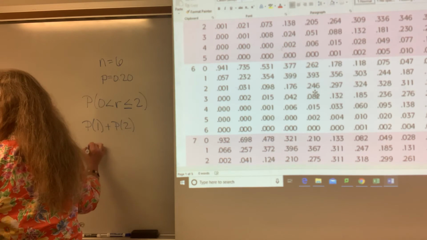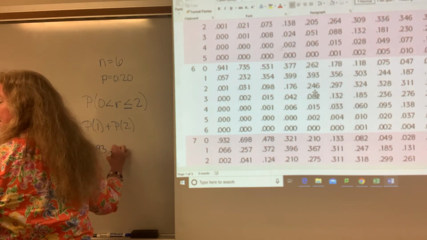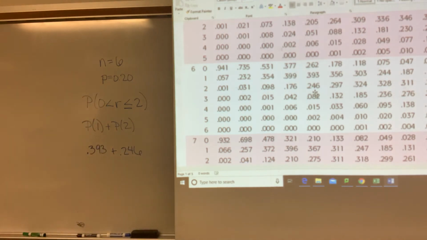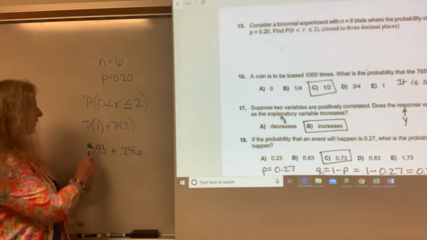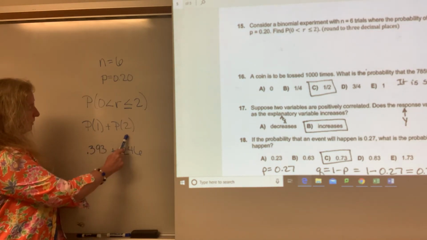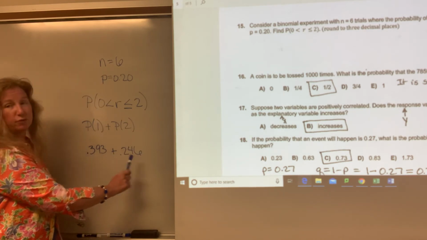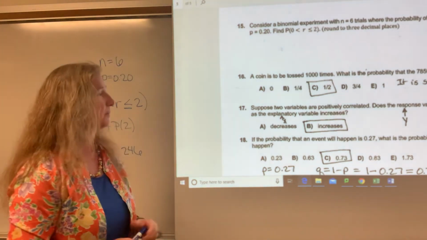So probability of 1 is 0.393 plus 0.246. Oops, go back to my right page. That's how we get the 0.639, all right? So the probability of 1 plus the probability of 2, I have 0.393 plus 0.246. Again, I just read those off the binomial distribution table.